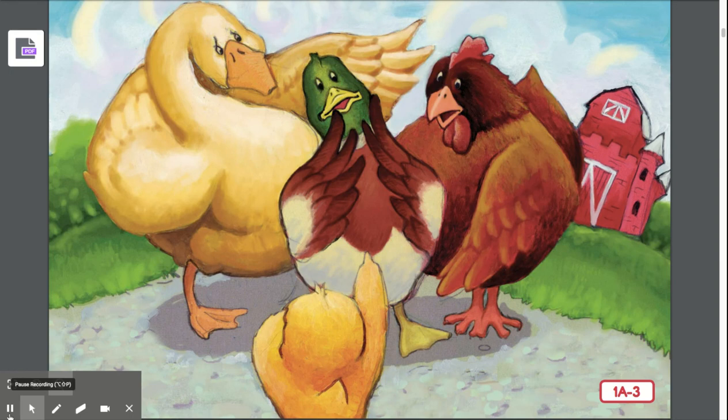So Ducky Lucky, Goosey Lucy, Henny Penny, and Chicken Little ran along until they met their friend Turkey Lurkey, who was certainly the biggest of the birds. "Turkey Lurkey, the sky is falling," cried Ducky Lucky.